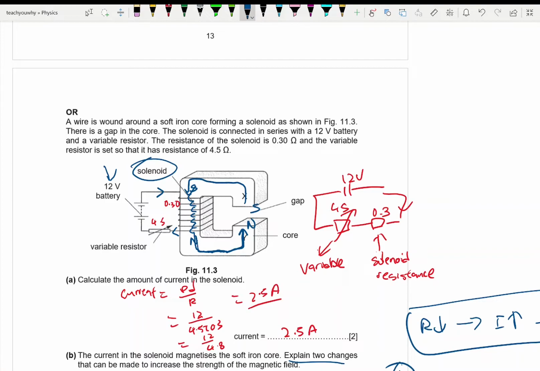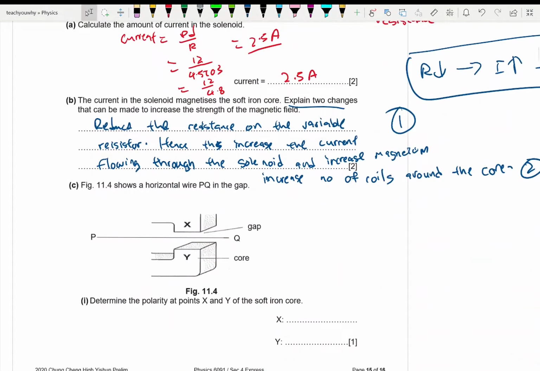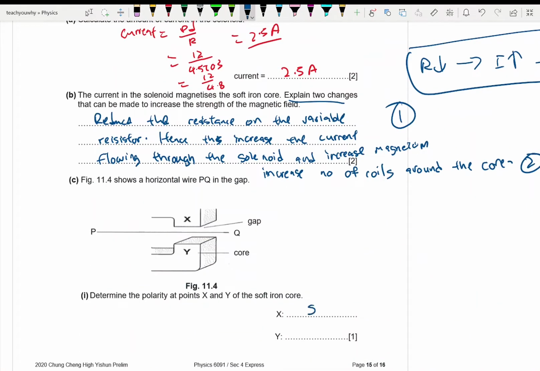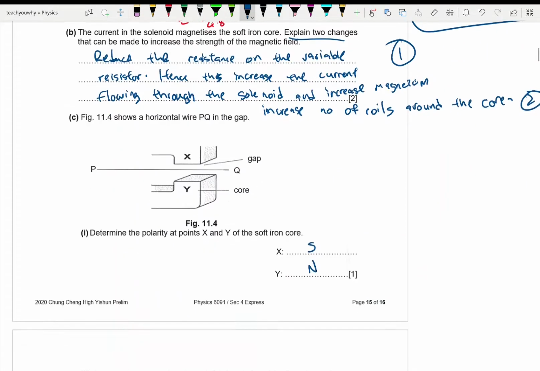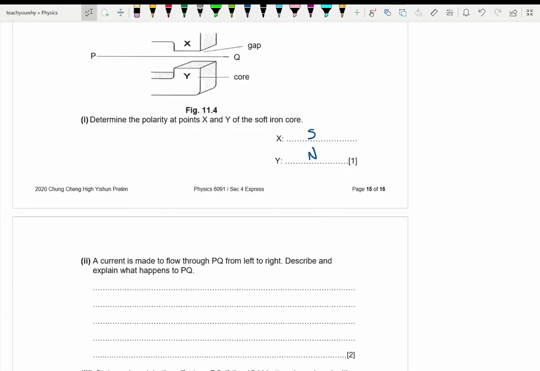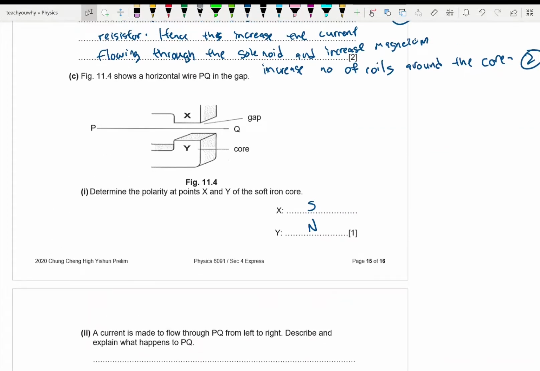So I repeat, because it is an iron, it is a magnetic material, it can redirect the direction of the magnetic field within the core. Hence, X is south, Y is north. Okay, a current is made to flow through PQ from left to right. Describe and explain what happens to PQ. So left to right is left to right this way. Describe what happened.